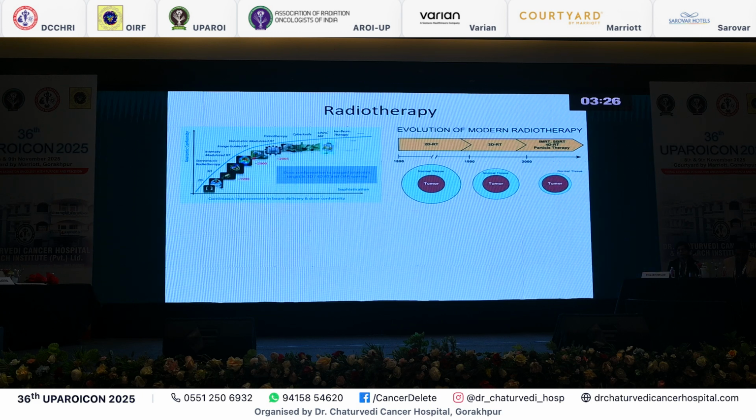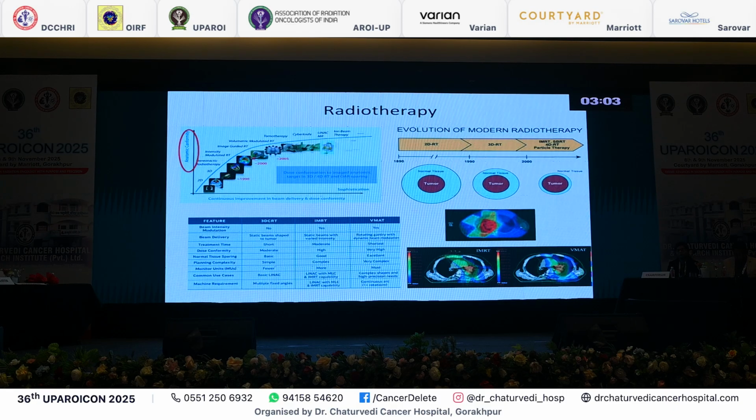So gradually we put our focus on increasing the conformality. If we are more conformal, we will be able to reduce the margin, and once we reduce the margin, the toxicity will come down. And once the toxicities come down, we can give a higher dose to the tumor; dose escalation can happen. So we gradually evolved, and we tried newer treatment modalities like 3D CRT, IMRT, VMAT.